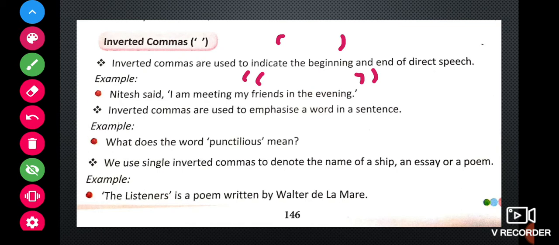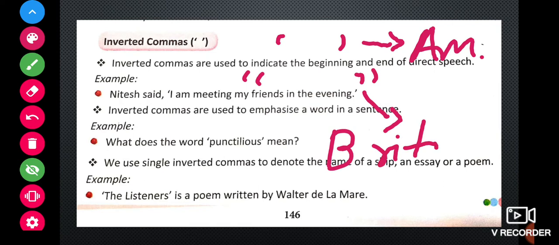The only difference is that single inverted commas are used in American English and double inverted commas are used in British English. This is the only difference.